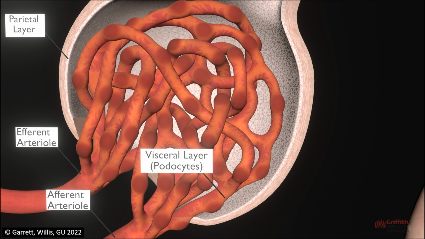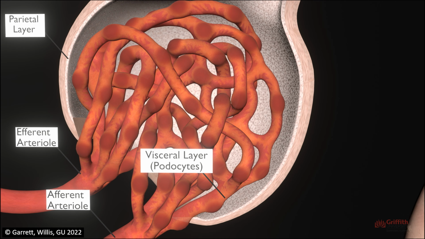Surrounding the glomerulus is the glomerular capsule, otherwise known as the Bowman's capsule. This capsule consists of a parietal layer, which is a single layer of epithelial cells, and a visceral layer, which coheres to the glomerulus. This visceral layer consists of branching epithelial cells called podocytes, which have little processes. The slits between the processes of the podocytes are called filtration slits, and they contain a thin membrane across them called the slit diaphragm.